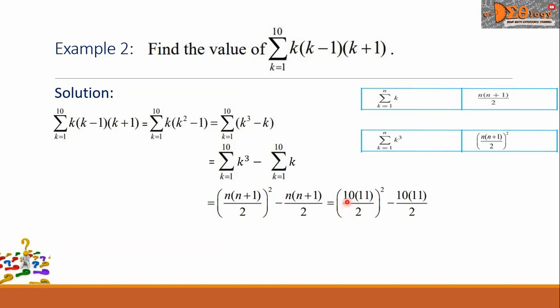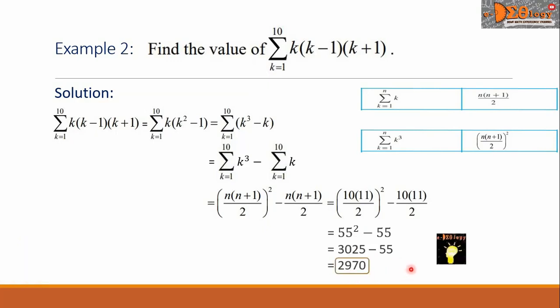We have now this 10 times 11 over 2, and this is raised to power 2, minus 10 times 11 over 2. We simplify each into 55 squared minus 55. This 55 squared is equivalent to 3025 minus 55. The difference is now 2970. This is the final answer.